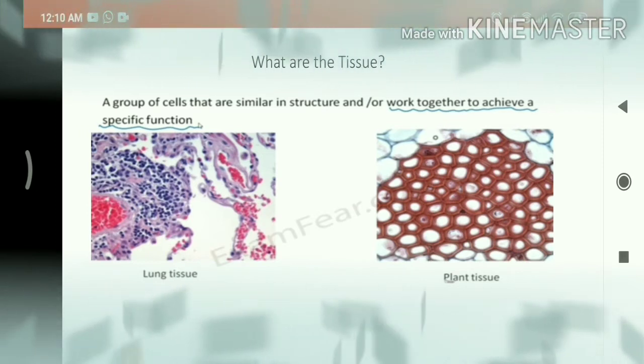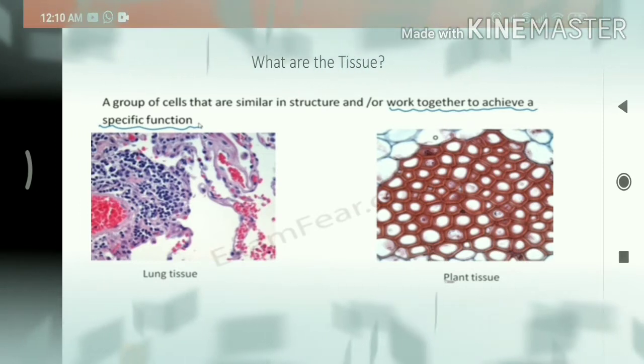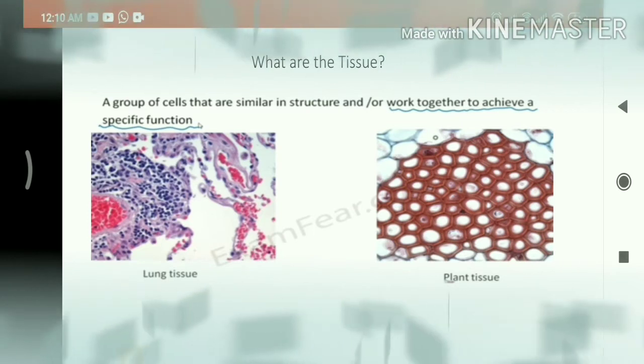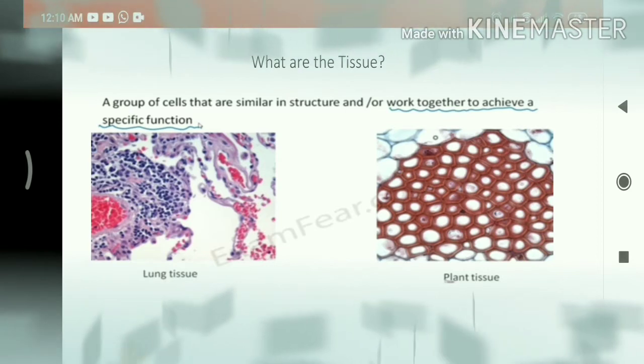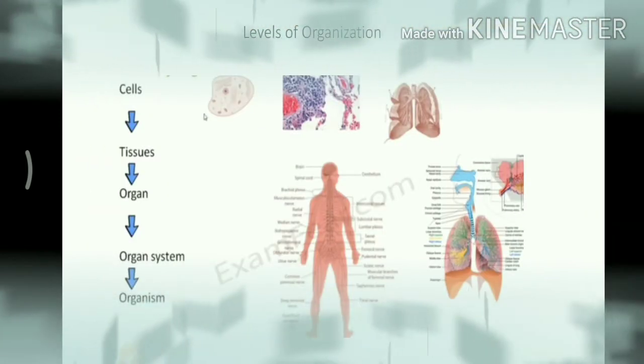The function of sclerenchymatous tissue is providing strength to the plant, and rigidity is also provided by these tissues.